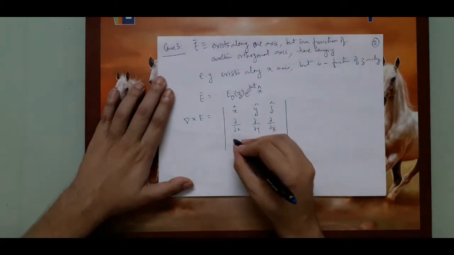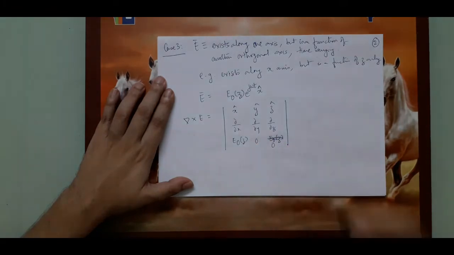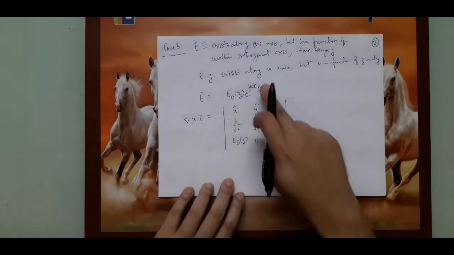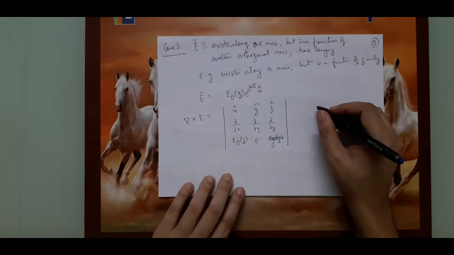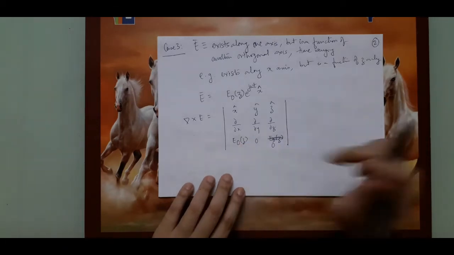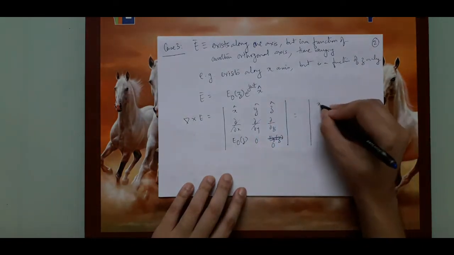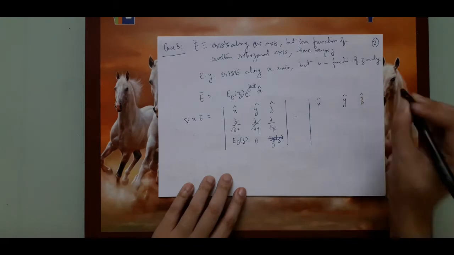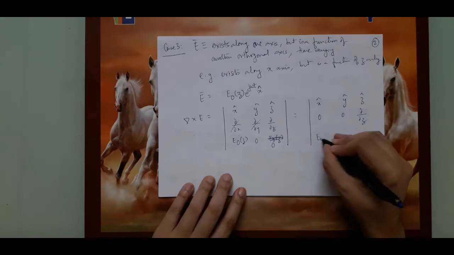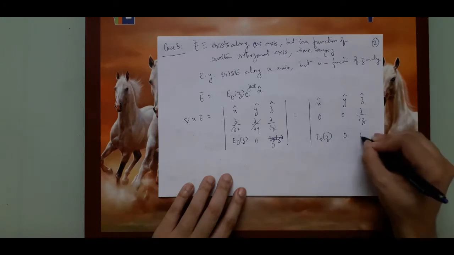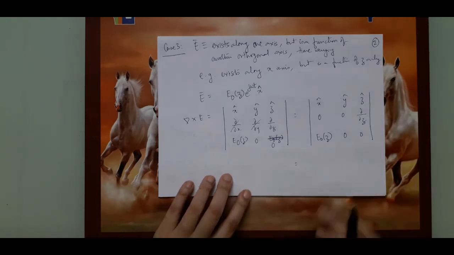Oh, I'm sorry, this should be over here because it is variation with respect to x, so therefore this should be over here. So what do we get now? We know that E0 is a function of z only, so therefore these two essentially become null. So therefore the determinant now looks like this. So now this will simplify to something of this kind.